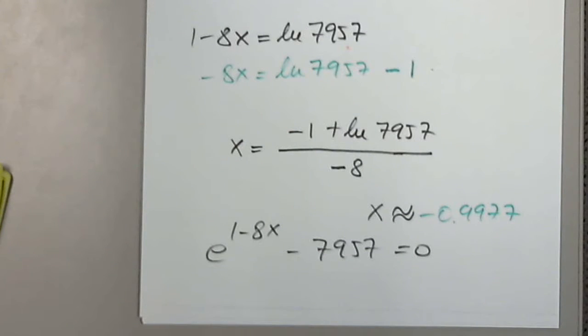I put e, second e, in parentheses, 1 minus 8 multiplied by the previous answer, right? 1 minus 8 multiplied by this that we obtained a minute ago. And then minus 7957. When I click enter, if the answer is correct, what should this be? 0. Let's check. Press enter, and I got 0, which means that that is the correct answer.